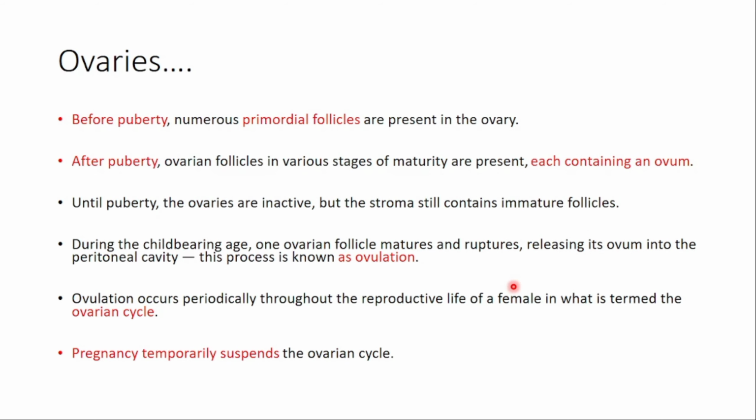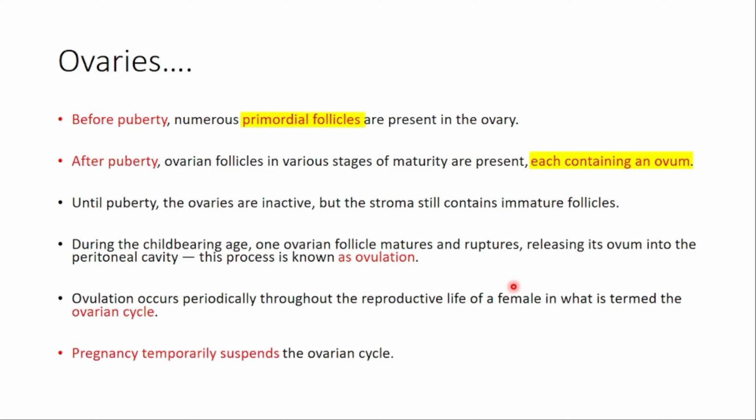Before puberty, primordial follicles are present in the ovary, and these primordial follicles develop in the early stages of intrauterine life up to around 20 weeks. So 1 to 2 million in number of primordial follicles are present in a female by the time of birth. Then after puberty, ovarian follicles in various stages of maturity are present, each containing an ovum. But before that, the ovaries are actually in an active state.